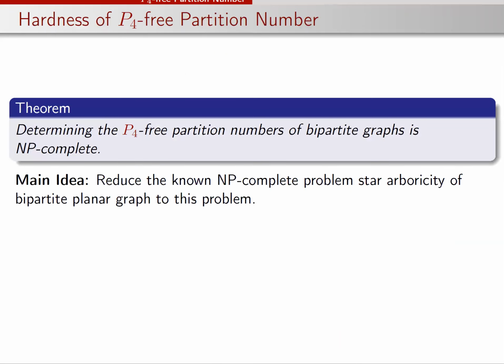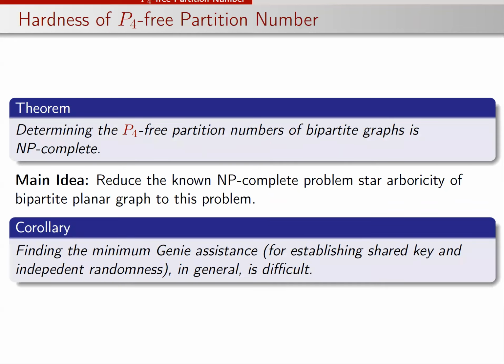So our first graph-theoretic result is that determining the P4-free partition number of bipartite graphs is NP-complete. Our main idea is to reduce a known NP-complete problem, star arboricity of bipartite graphs, to this problem. As a consequence, finding the minimum Genie assistance is difficult in general.